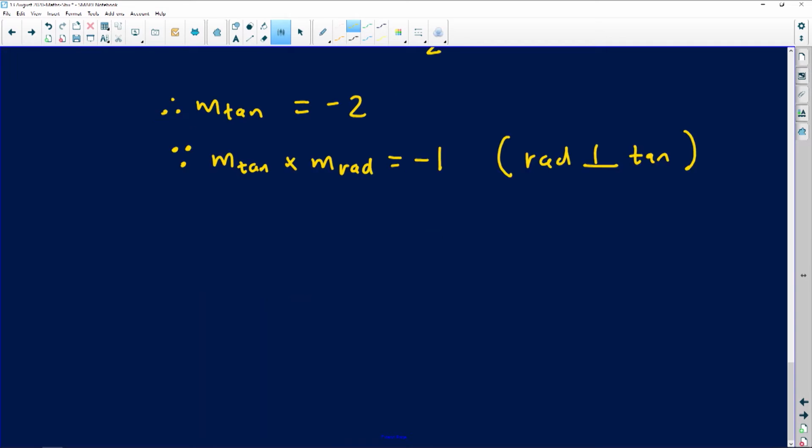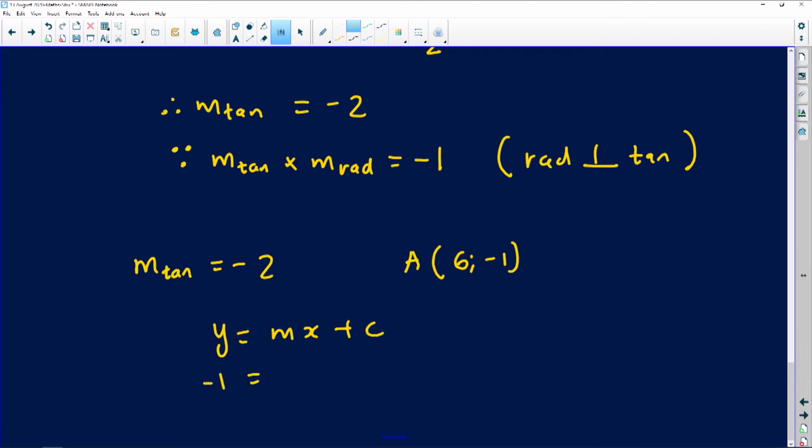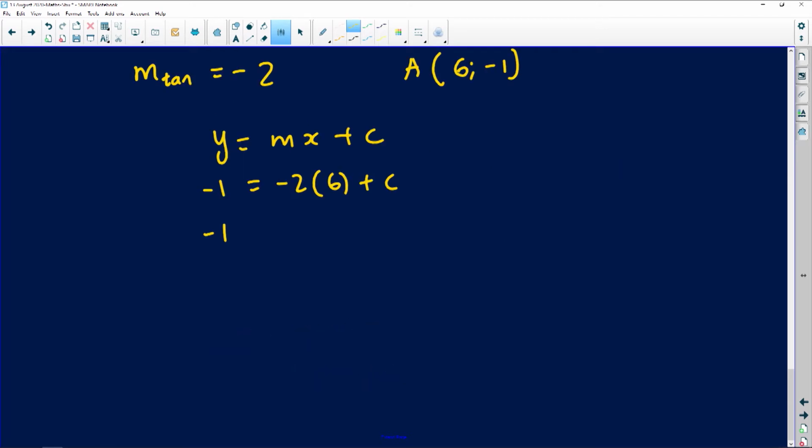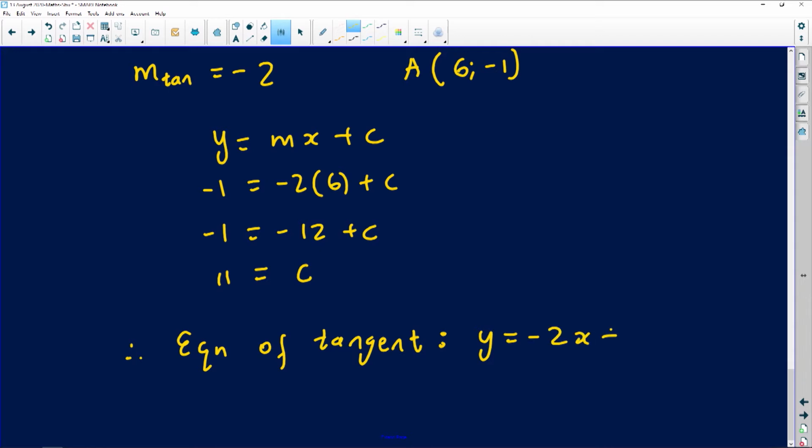Now that we've got our gradient and our point, we know that the gradient of the tangent is negative 2, and my tangent passes through a point with coordinates 6 and negative 1. I'm then going to use y = mx + c. For y, we have negative 1. For m, we have negative 2. For x, we have 6, plus c. Then negative 1 equals negative 12 plus c. So 11 is c. Therefore, the equation of the tangent is just given by y = -2x + 11. Beautiful stuff, right? Okay, cool.